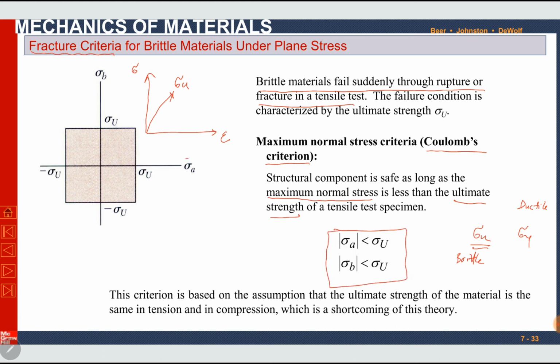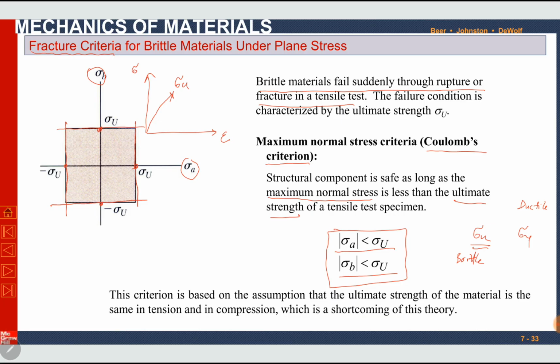If we draw it between sigma A and sigma B, sigma A should be less than sigma U in tension, and greater than minus sigma U in compression. Again, sigma B should be less than sigma U in tension, and greater than minus sigma U in compression. These are simply constant values. Sigma U is a constant value. So if we draw lines here, they intersect each other and we get an envelope. Any point inside this envelope is safe, and anything outside the envelope is unsafe as per the maximum normal stress criteria or Coulomb's criteria. This criteria is also called maximum principal stress criteria or principal stress criteria.